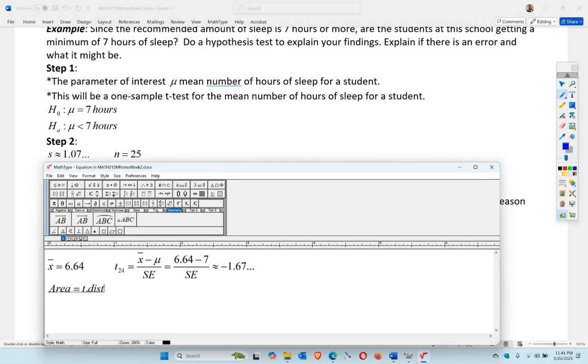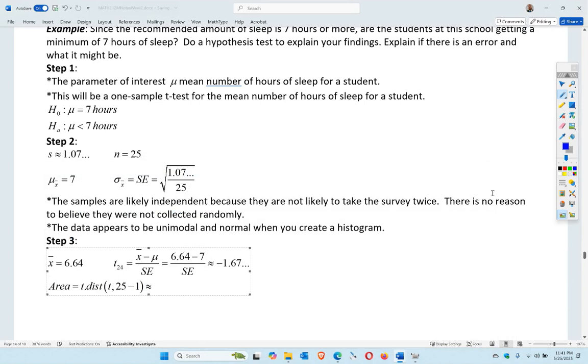So the area is equal to T.DIST, I believe. Don't quote me on that. I'm going to put the t-value in, comma, 25 minus 1. That'll give us an area. Okay, we'll check that in a minute.